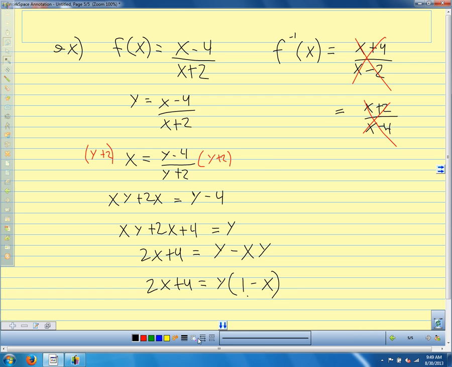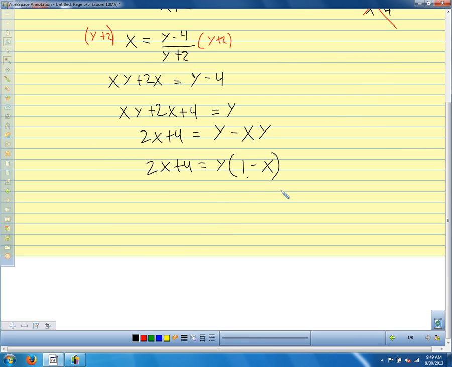Now we're home free, right? I can just divide both sides by 1 minus x. So y equals 2x plus 4 over 1 minus x. And then I'm going to rewrite that. f inverse of x equals 2x plus 4 over 1 minus x. So problems like that are a little trickier.